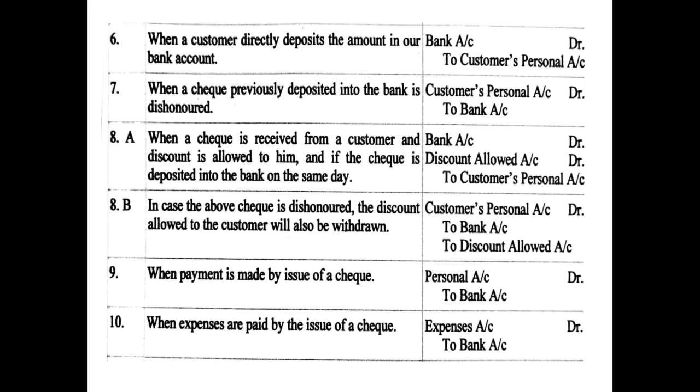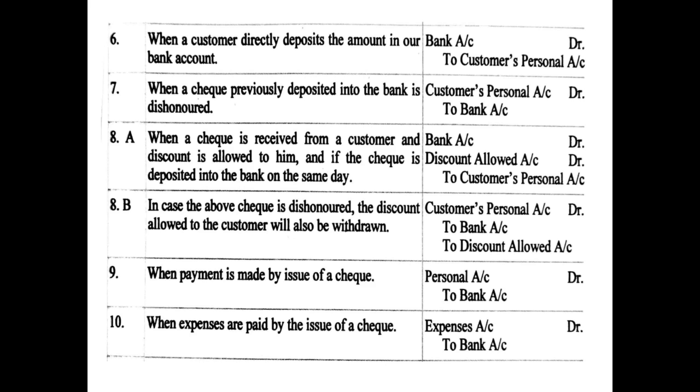Then seventh transaction, when a check previously deposited into the bank is dishonored. So whenever the check which was deposited into the bank is dishonored, that means it has been bounced, maybe because of insufficient balance or the signs do not match or etc. Any other reason can be. The entry will be reversed.